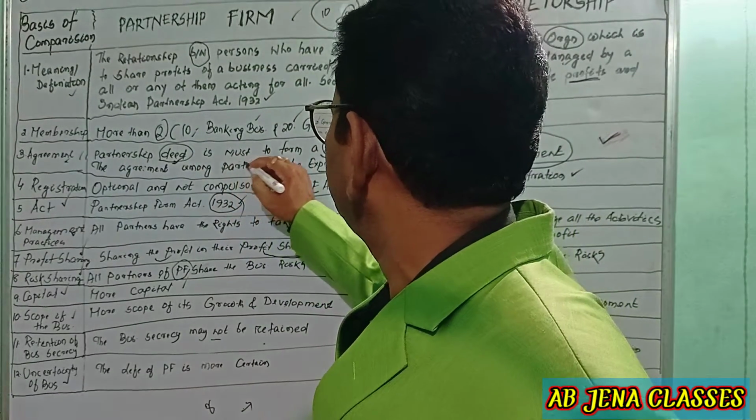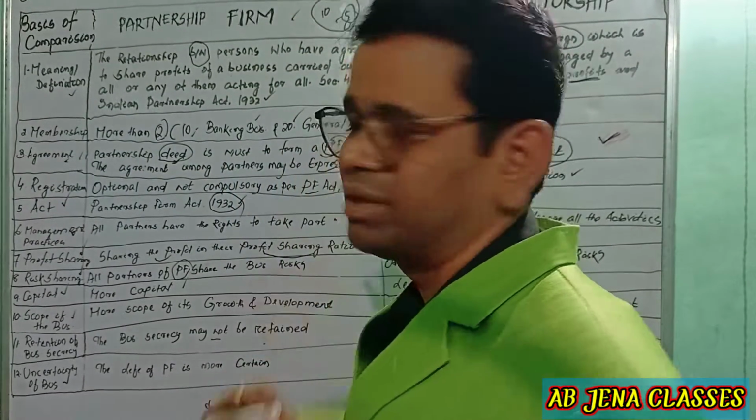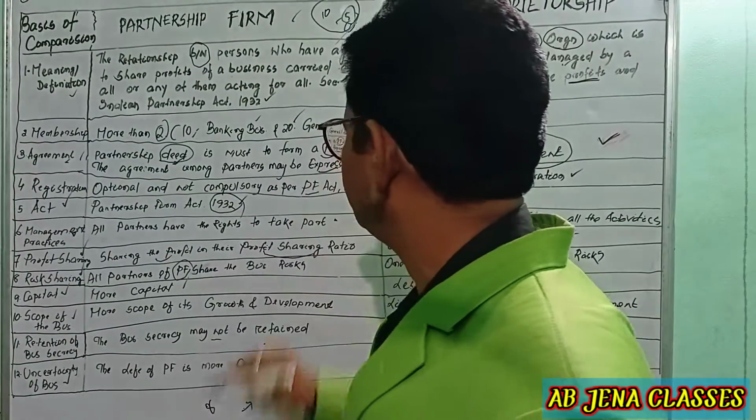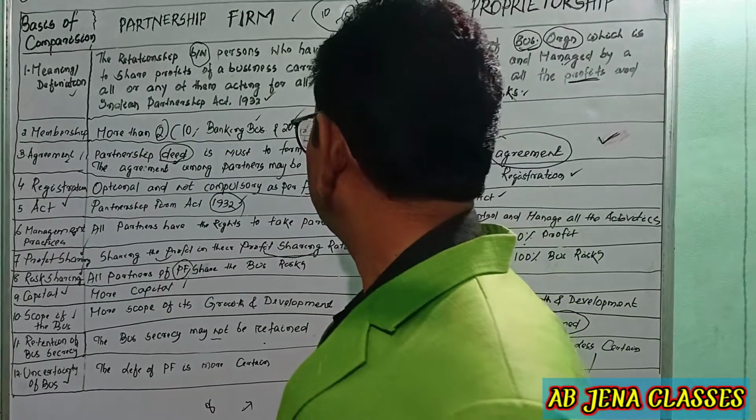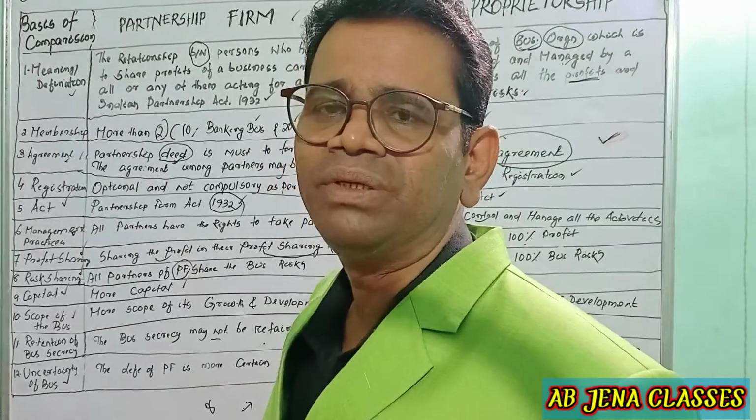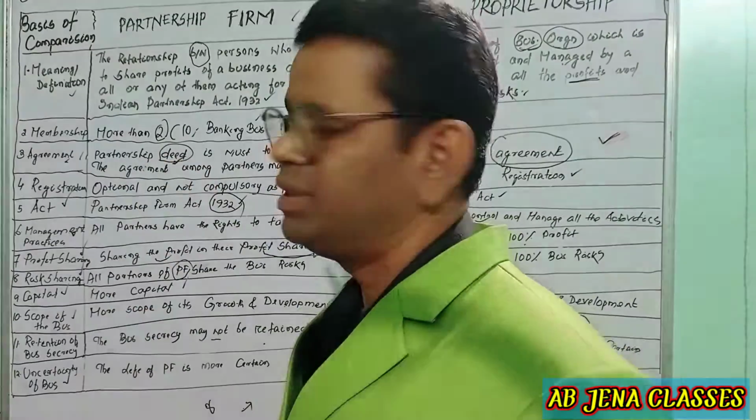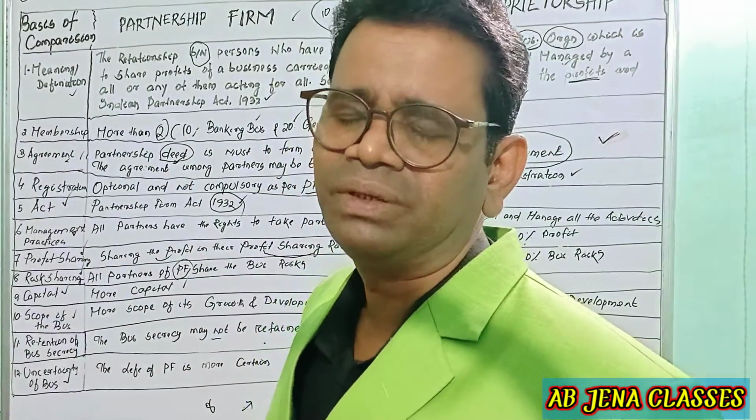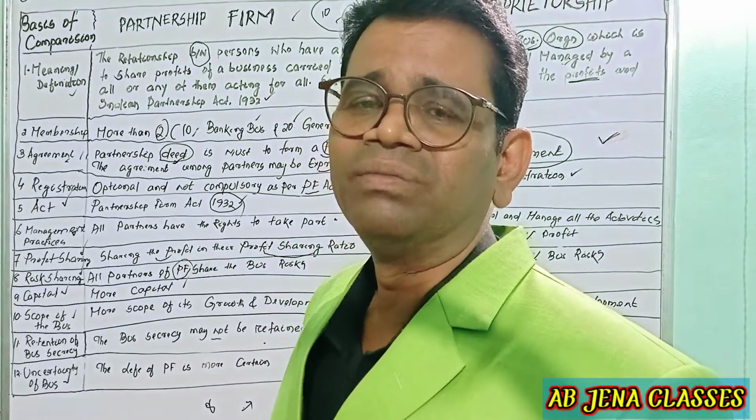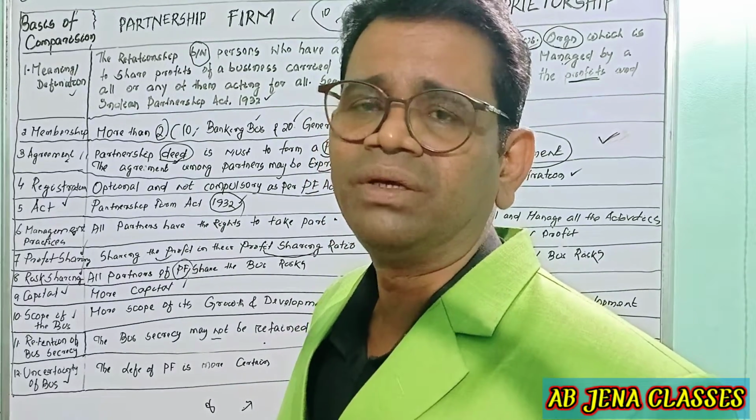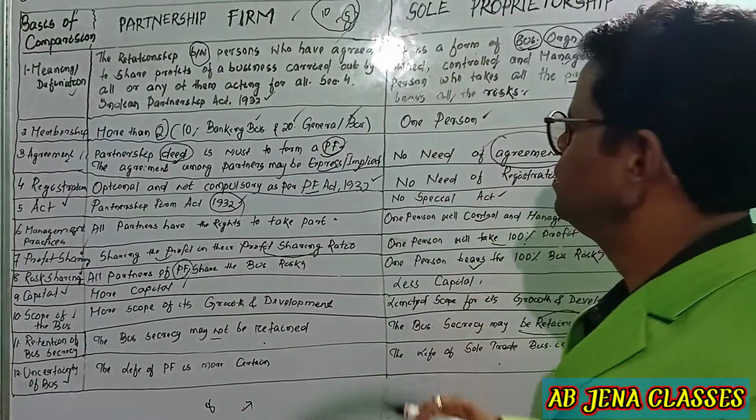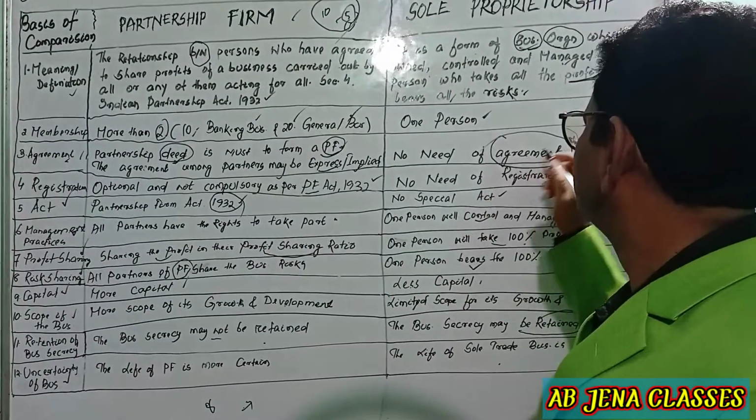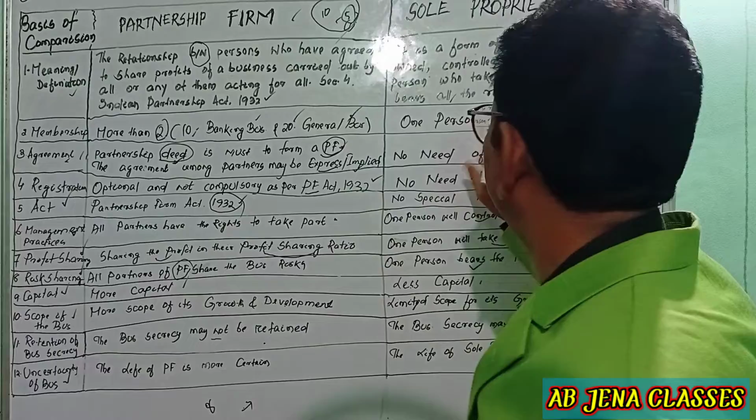So the partnership deed is a must to form a partnership firm. The agreement among the partners may be expressed or implied; the partnership deed or agreement may be oral or it may be written. Whereas in the case of a sole proprietorship business, there is no need of agreement because there is only 1 person.